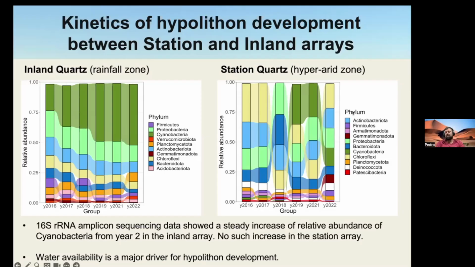But for the station quartz, we could not see any trends, and we also didn't have any visual confirmation of biofilms being developed. We do have 2 years with a slightly higher percentage of cyanobacteria compared to others, but I believe this is a bit of an anomaly, and we would probably have to wait 10 or more years for anything to develop at this site. So this is a very clear indication for us that water availability has a huge impact on the time scale of how these communities develop in the desert.